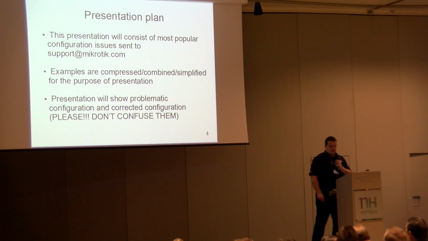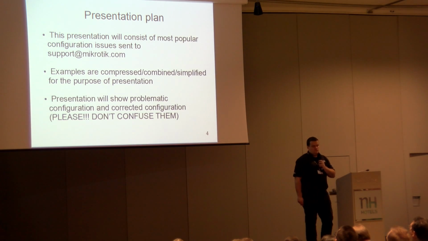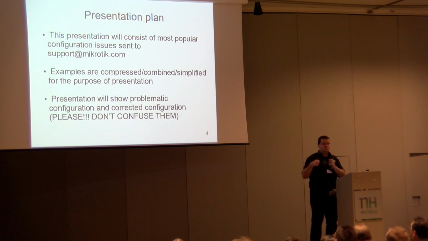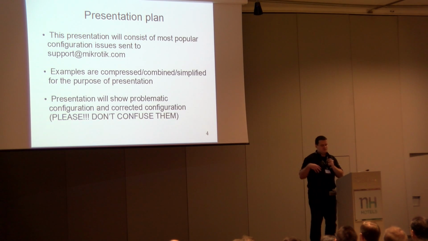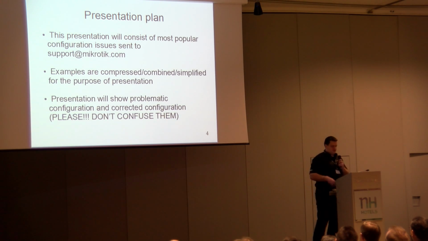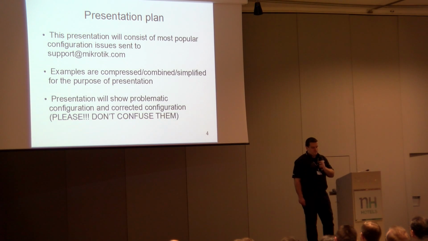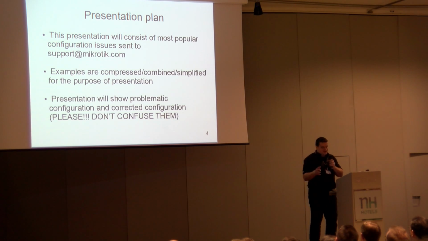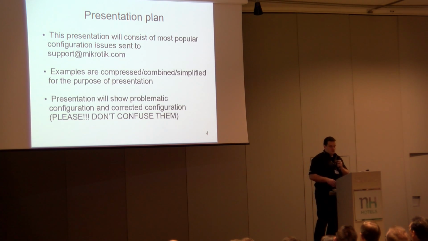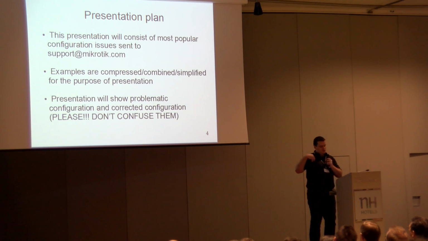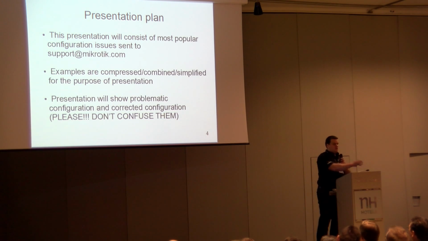So, the presentation plan will consist of the most popular common configuration issues sent to support@mikrotik.com. I collected this data over a few months. Of course, there are wireless issues and so on, but these are my topics: those tickets that come to me on firewalling, CCR performance, and such things, basically traffic flow and so on. And I tried to make compressed, combined, simplified examples for the purpose of this presentation. So each example will show what the problem was and how to correct it, the problematic configuration and the correct configuration. Don't confuse them.